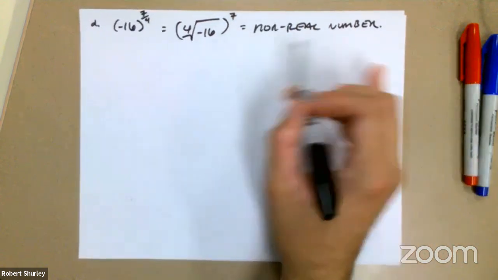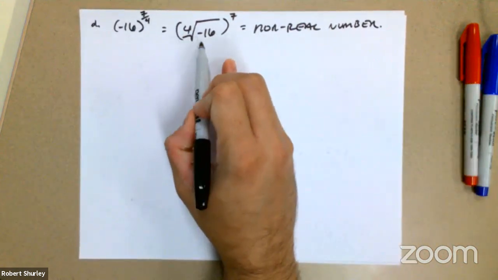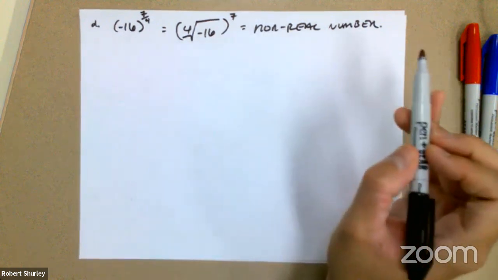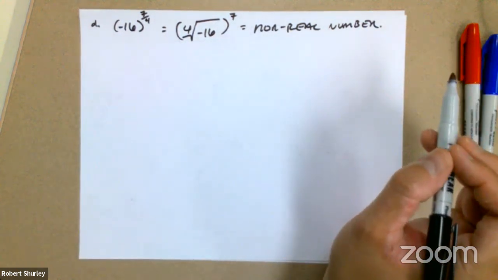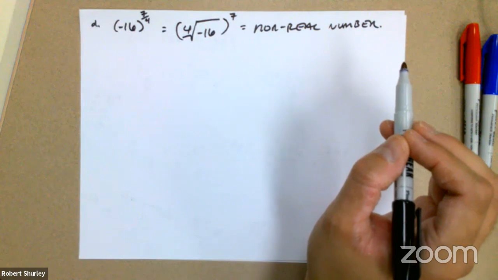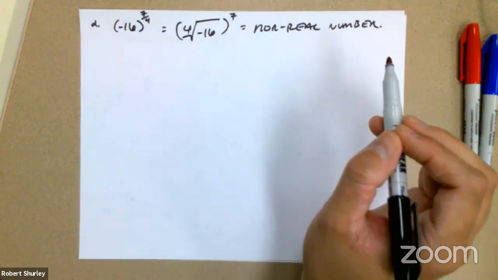So for now, the reason it's a non-real number is even root, negative radicand, right? Even root, negative radicand. Can't deal with it. Okay. Questions, comments, concerns? Great. Now we're going to keep on going.